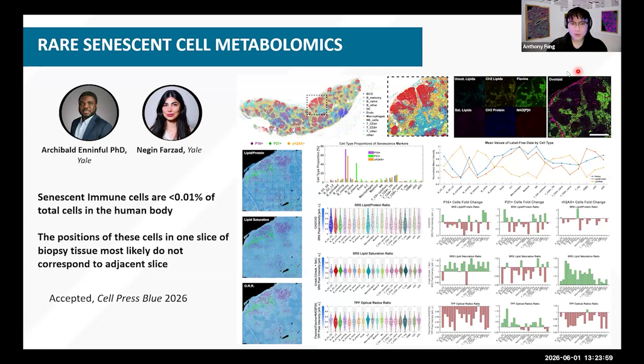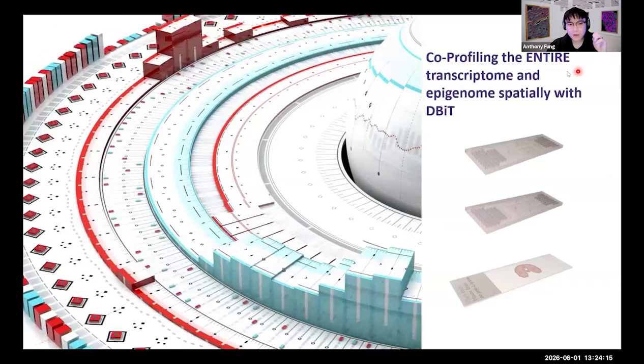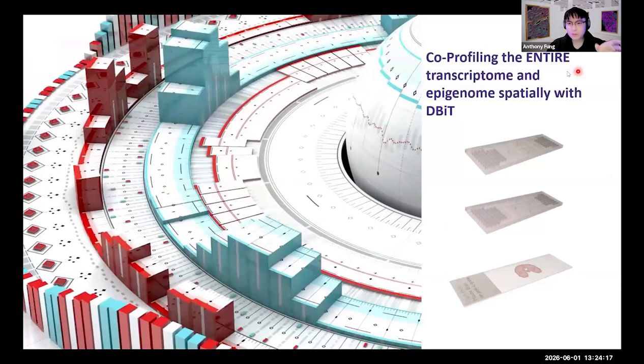In this case, we applied it to senescent immune cells in the human lymph node, which was just accepted in Cell Press Blue. And I want to credit my colleagues at Yale for this work. Running short on time, but the other modality that we've conjugated with this platform is our DBiT.